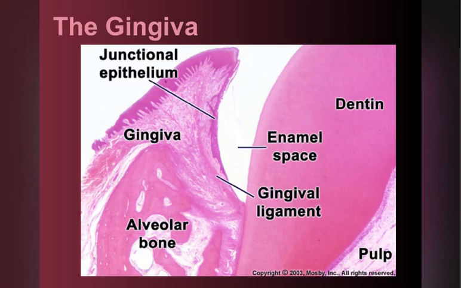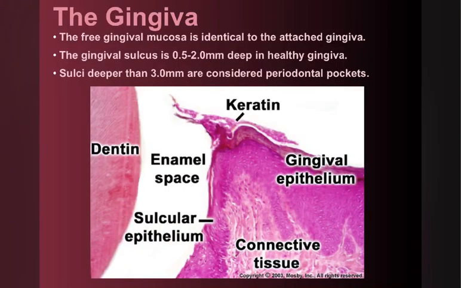Again, here we see the same thing. We see junctional epithelium starts from cemento-enamel junctions and reaches up here where the sulcular epithelium starts, and you can find rete ridges in the area of the sulcular epithelium. The free gingival mucosa is identical to the attached gingiva, which means externally they both have keratinized epithelium.